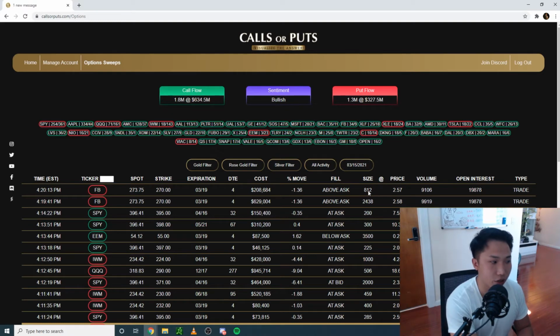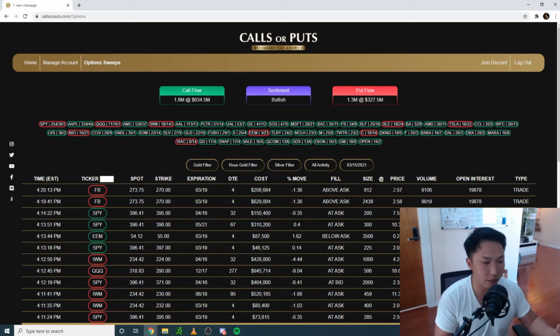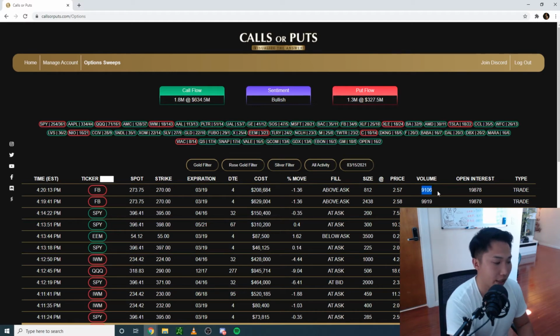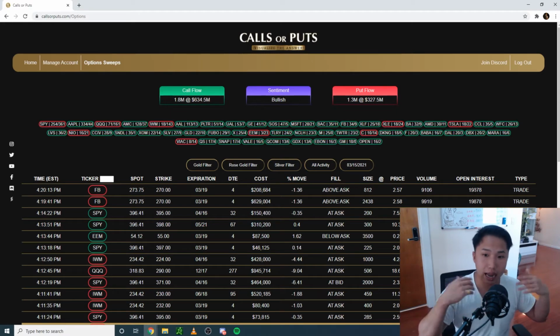So they took 812 at the price per contract of 2.57. Again, if you don't get that 2.57 actually means $257, you probably shouldn't use this platform. Volume is the amount of volume for the day, how many contracts were traded for this specific day. Open interest means the amount of contracts that were open on the previous day at close.